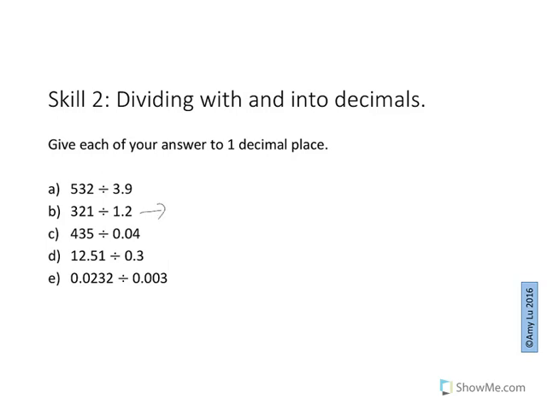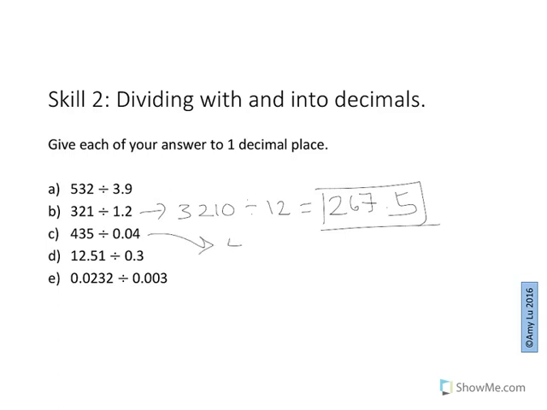If you work with this method correctly, you would have turned this into 3,210 divided by 12, which should give you 267.5. If you did this one correctly, this would be 43,500 divided by 4, because you have to multiply by 100 in order to move the decimal out of the way. Your answer should have come out as 10,875.